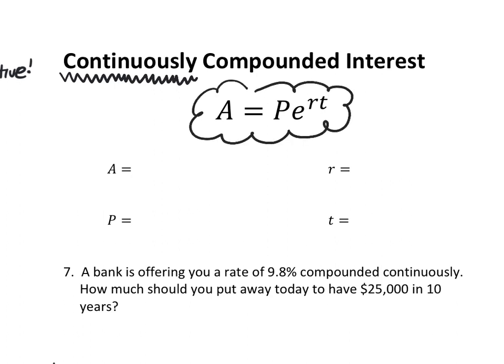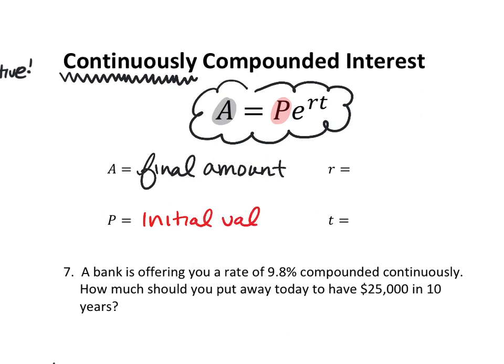Some of the letters are familiar, some of them are new. Just like last class, the A stands for the amount in the account at the end, so final amount. Does anyone remember what the P stood for? Principal, which is your initial value. Makes sense because it's the first letter, but yes, in money management, it's called the principal investment.